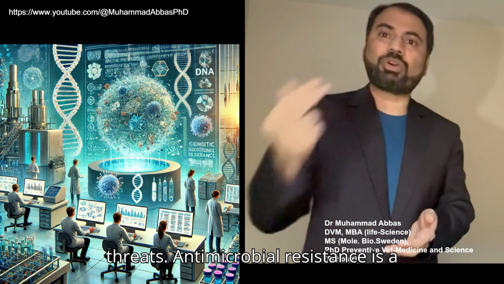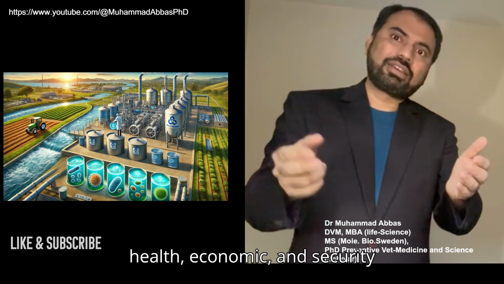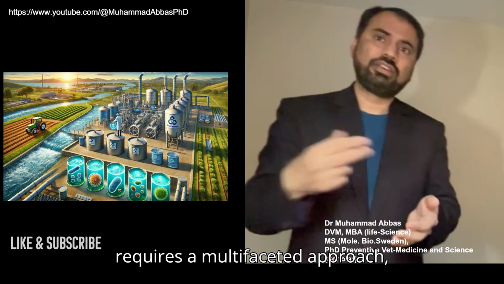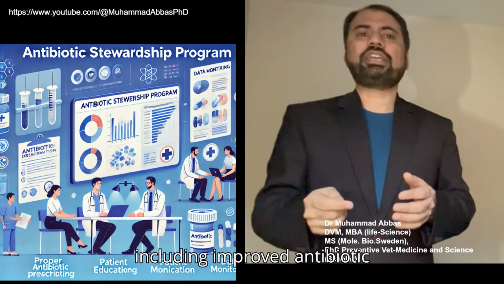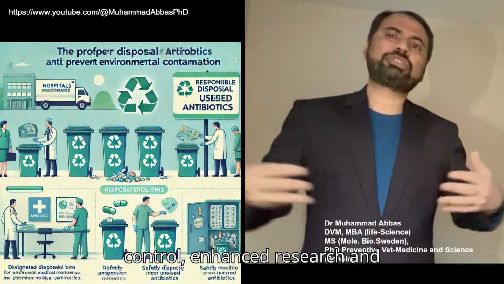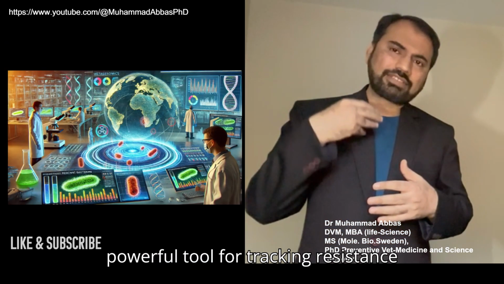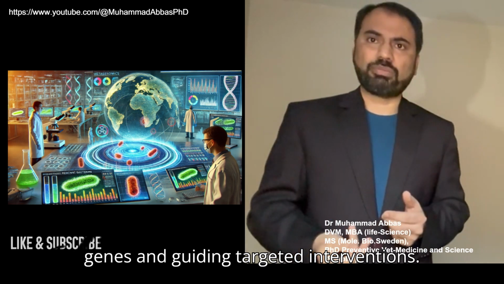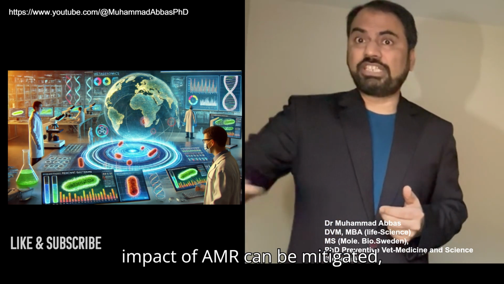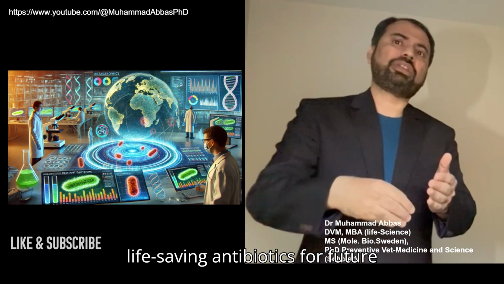to combat evolving threats. Antimicrobial resistance is a major global challenge with severe health, economic, and security implications. Addressing AMR requires a multifaceted approach, including improved antibiotic stewardship, strengthened infection control, enhanced research and development, and environmental management. Metagenomics offers a powerful tool for tracking resistance genes and guiding targeted interventions. By implementing these strategies, the impact of AMR can be mitigated, safeguarding the effectiveness of life-saving antibiotics for future generations.